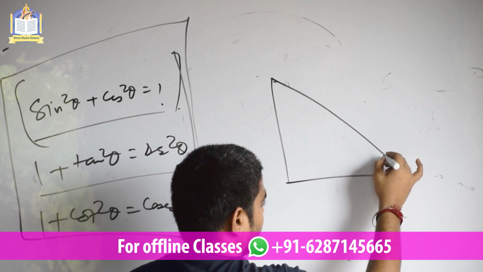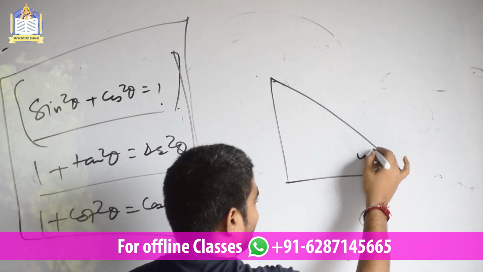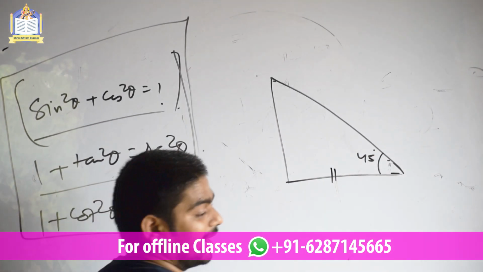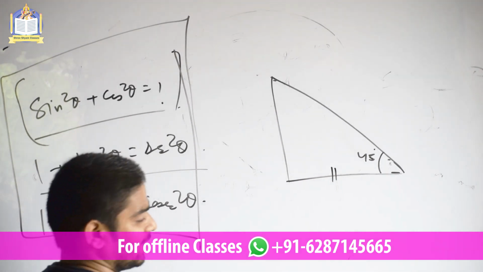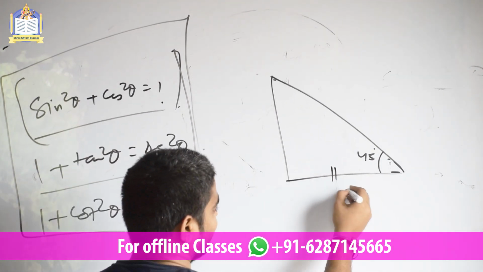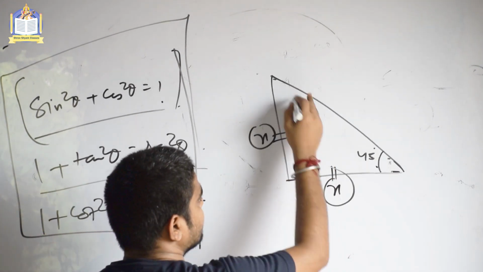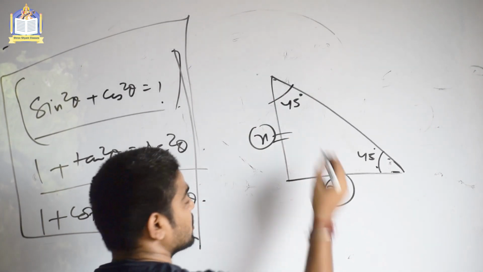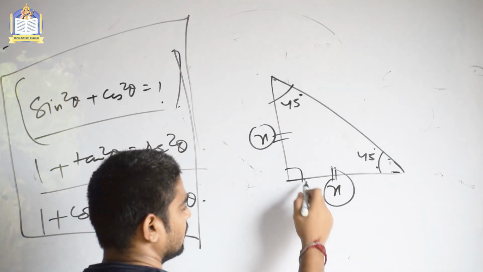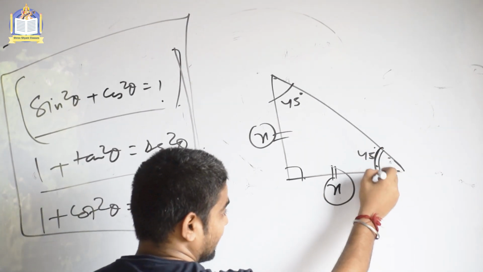This is 45, consider it as 45, and this is an isosceles right triangle. In an isosceles right triangle, this side is equal to this side. You might have read that if this is 45, this will also be 45 according to the isosceles triangle theorem, and this is 90 degree. So let's talk about this angle.